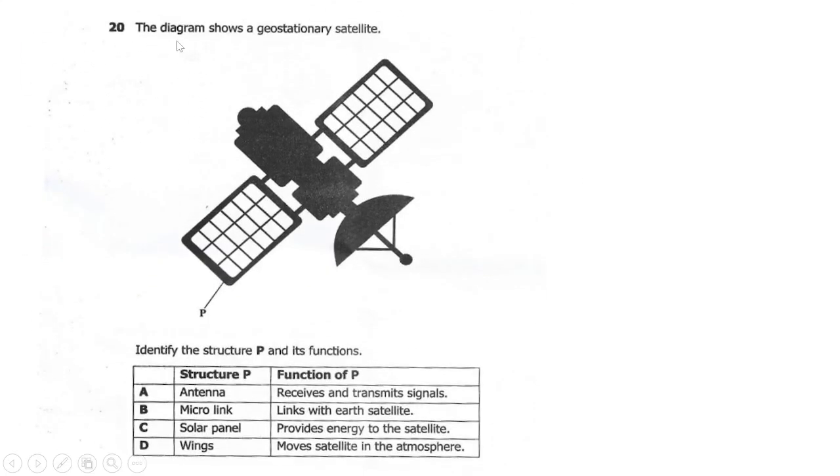Then we go to 20. The diagram shows a geostationary satellite. Okay, a satellite going around the Earth with the antenna, dish, the solar panels, and the body itself. So they're saying identify the structure P and its function. So this structure P here is actually a what? Antenna, micro link, no. Solar panel, yes, these are solar panels. So what are the functions? Provides energy to the satellite, yes. So the answer is C.